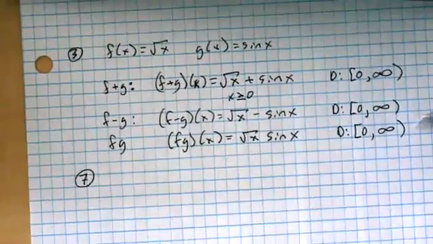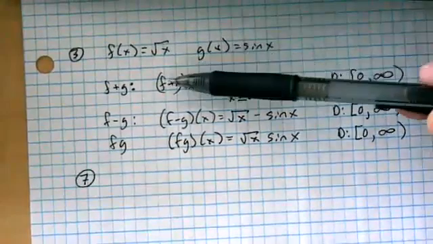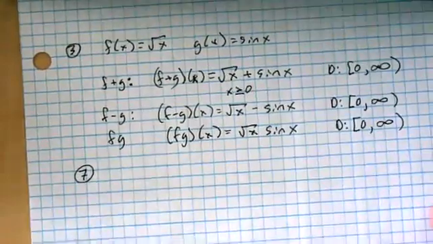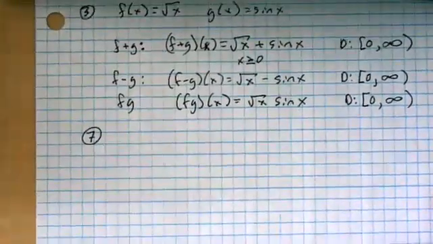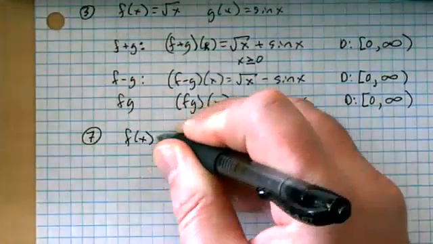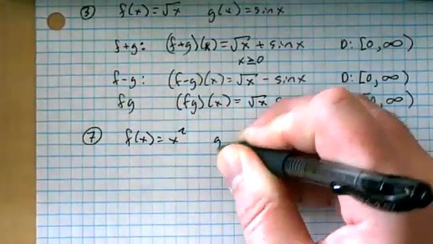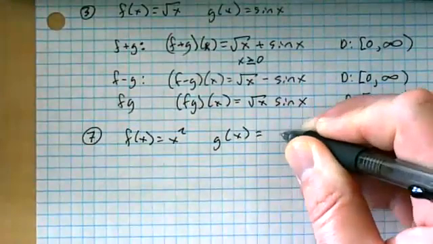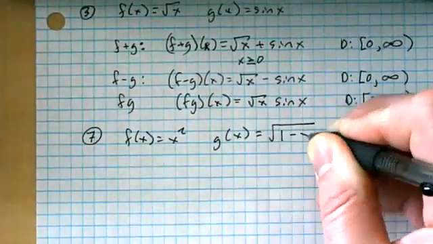All right, so we did 3. I just started my recording. We did 3. We were just adding, subtracting, and multiplying. The domain ended up being the same for all of them. Let's look at 7. So we got x squared for f of x, and g of x is the square root of 1 minus x squared.